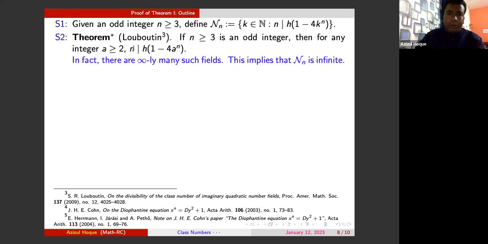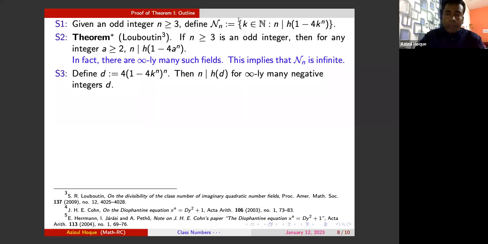Then we use this result by Louboutin. For odd integer n, n divides the class number of Q square root of 1 minus 4a^n. In fact, one can prove that there are infinitely many such fields. The infinity is not mentioned in this paper, but one can easily prove that there are infinitely many such fields using Ziegler's results on affine curves. Now, since this family has infinitely many such fields, we can say that this set is an infinite set.